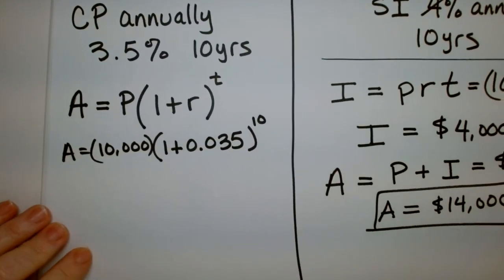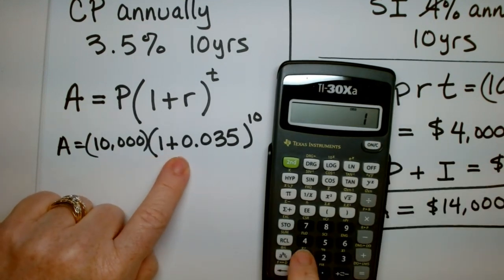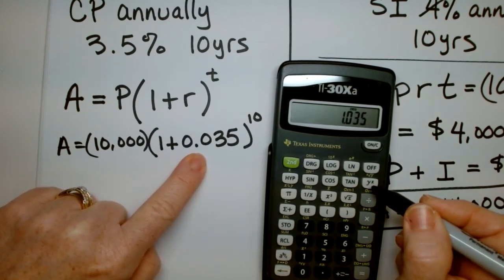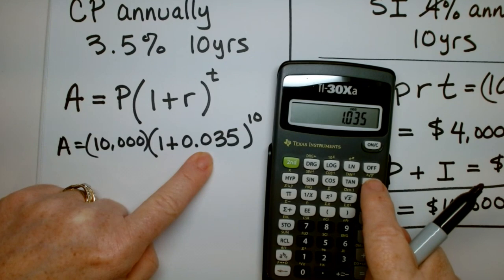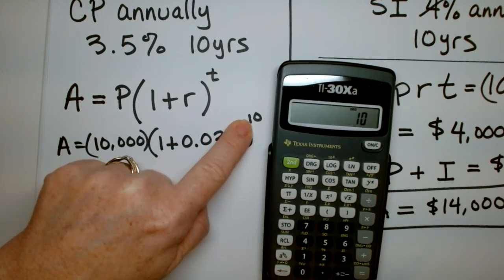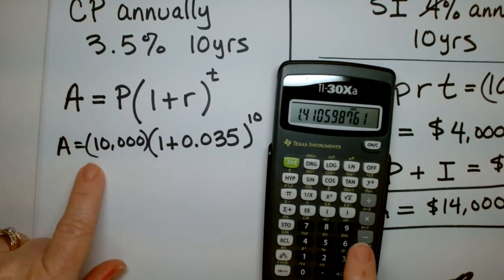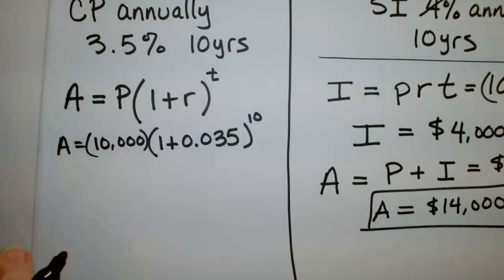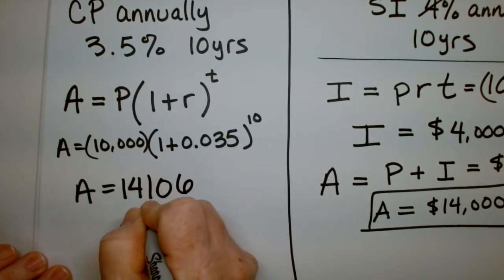How do you do that on a calculator? Okay, let me show you. So we're going to clear that. I'm going to say 1 plus 0.035. I get a number. Then I hit this button here. It says YX. Yours might say EXP. It might say X with a little Y on top, whatever it is. And then you put in the 10. So it's going to multiply this number by itself 10 times for you. You take that number, you multiply it by 10,000. Okay. And I have a number. Let me write it down so you can see it. 14106.